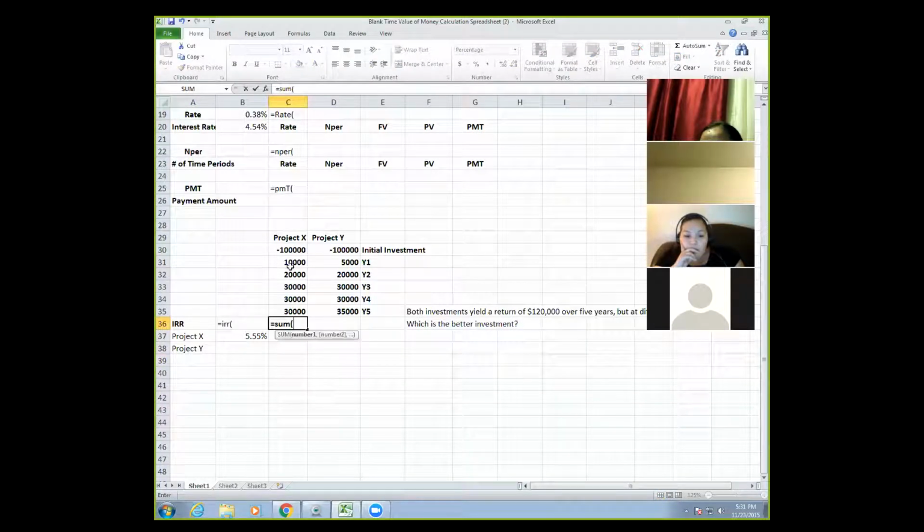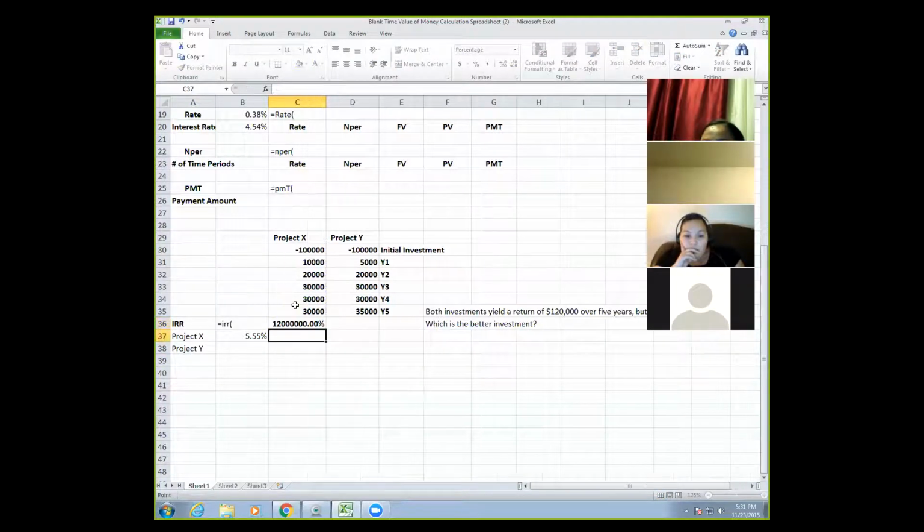I just want to see something here. Okay, oh, that's not a percentage though. It's a number. So in this case, the total return is $120,000 over 5 years. This one also earns $120,000. So over the course of 5 years, they earn the same amount of money, but they do it in a different fashion. This one earns $5,000 the first year, 20, 30, 30, 35 the last year.